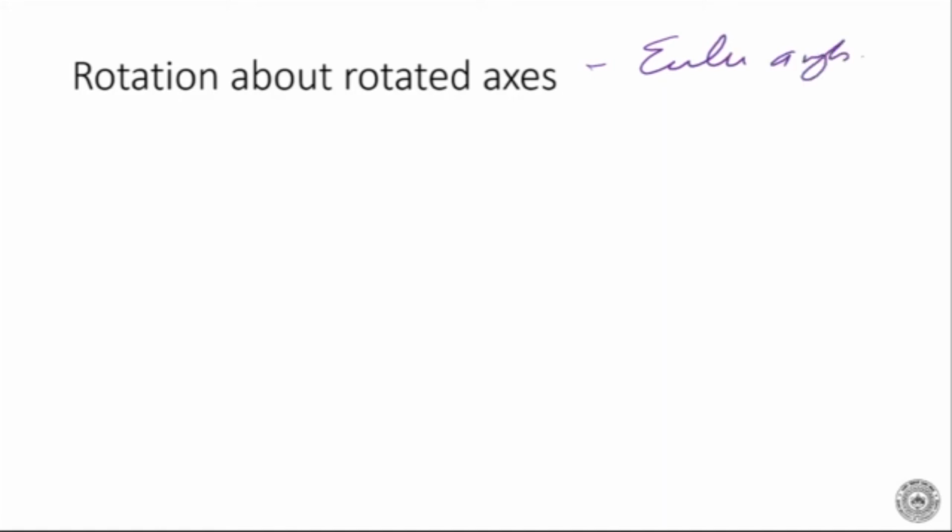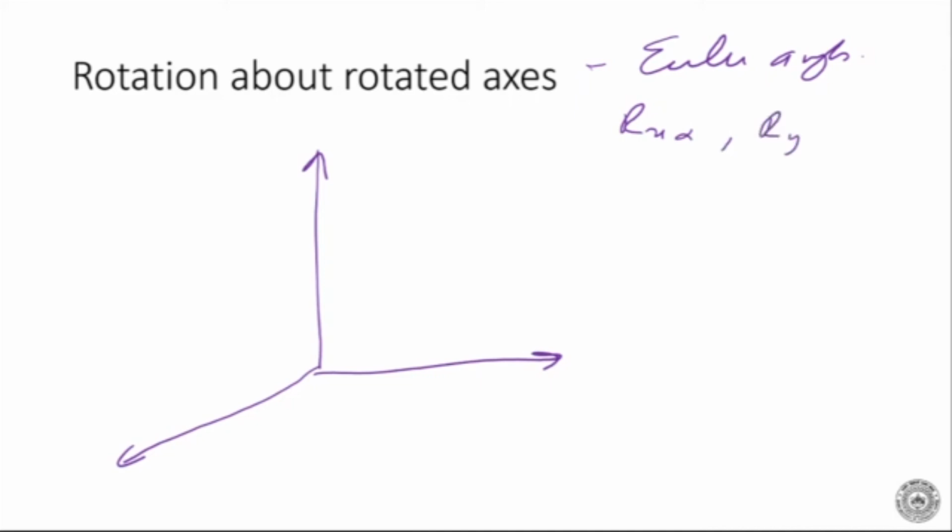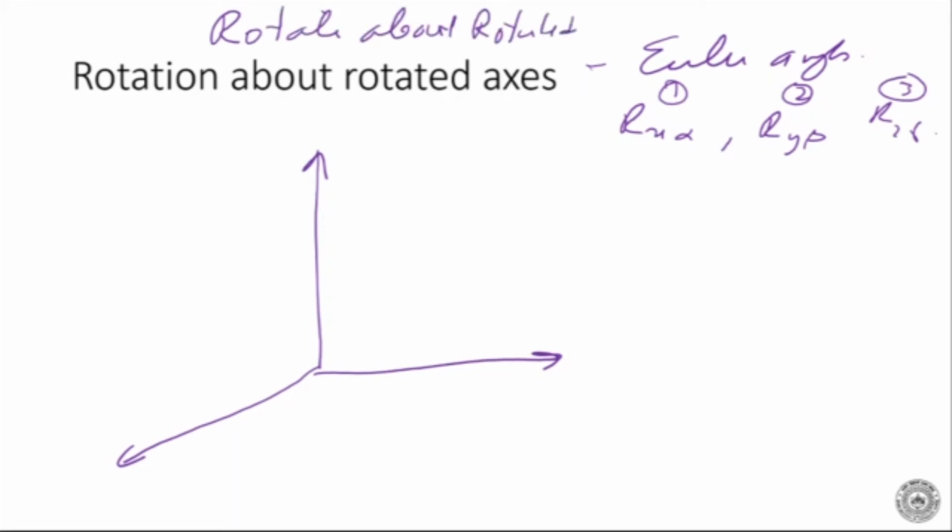Okay. Now in this particular case, we are rotating about a rotated system. That means the first axis is always going to remain the same. So Rx alpha. Then we are going to rotate by Ry beta and Rz gamma. So this is my first, second, third, but rotating about a rotated axis.